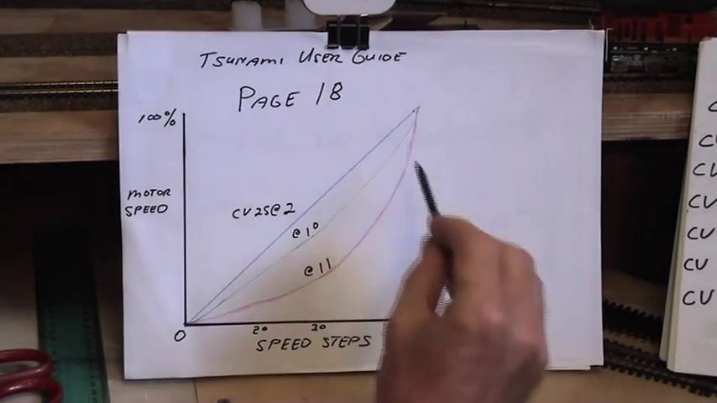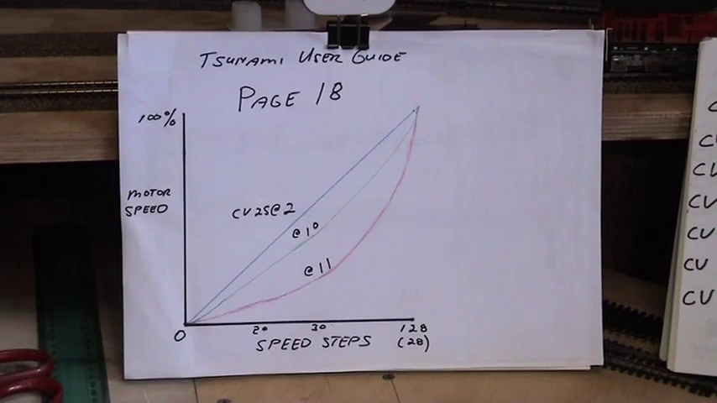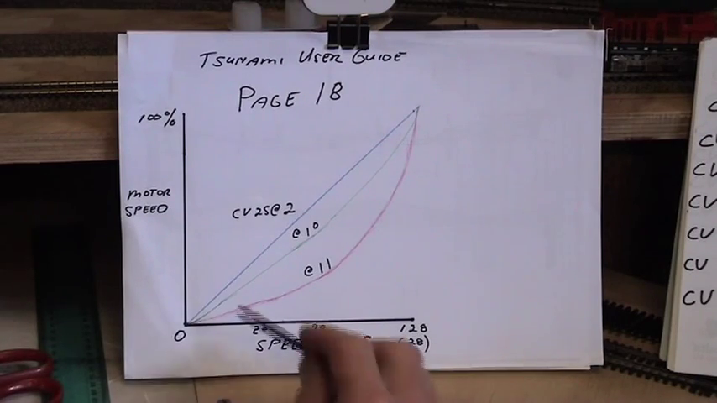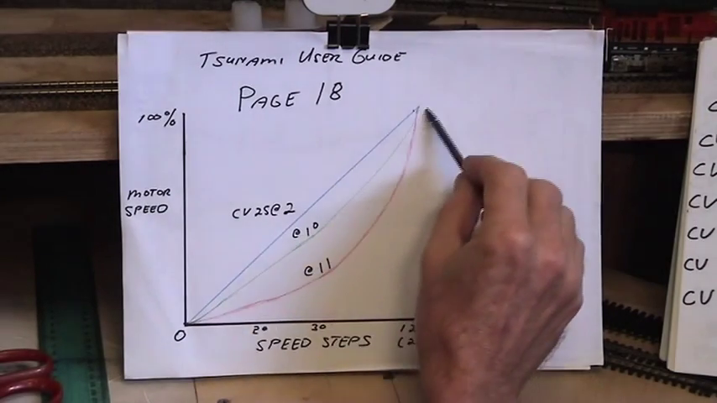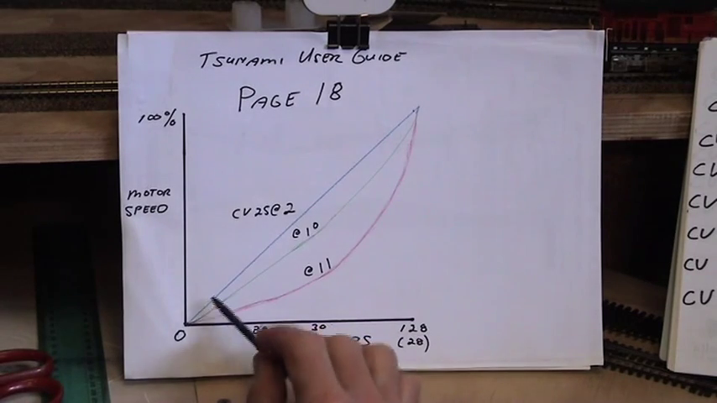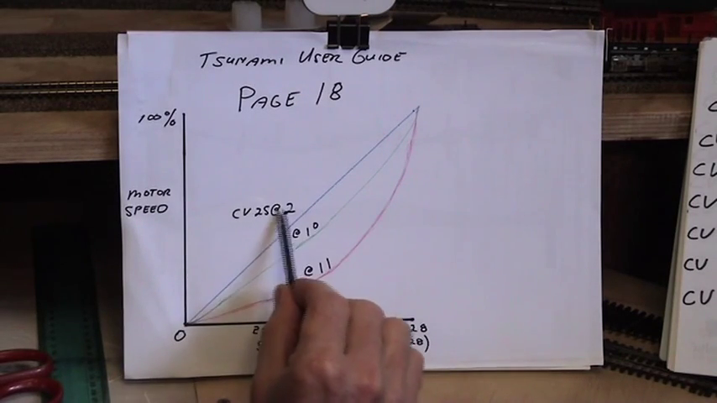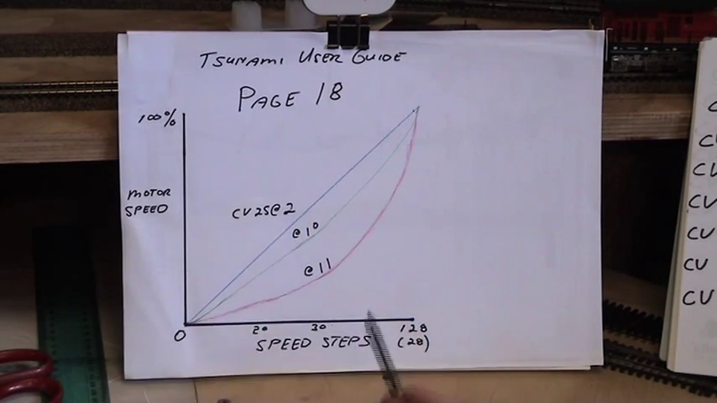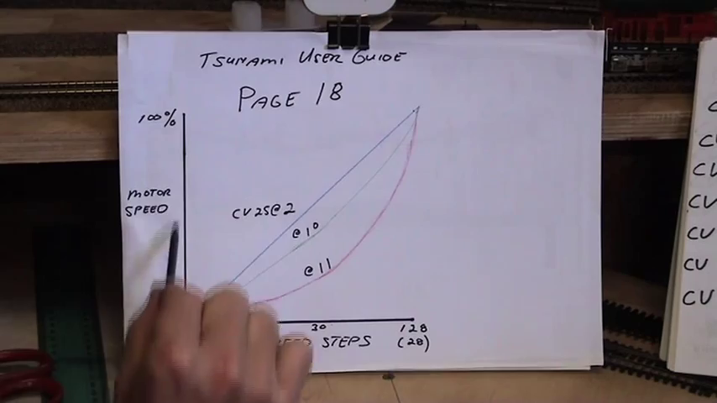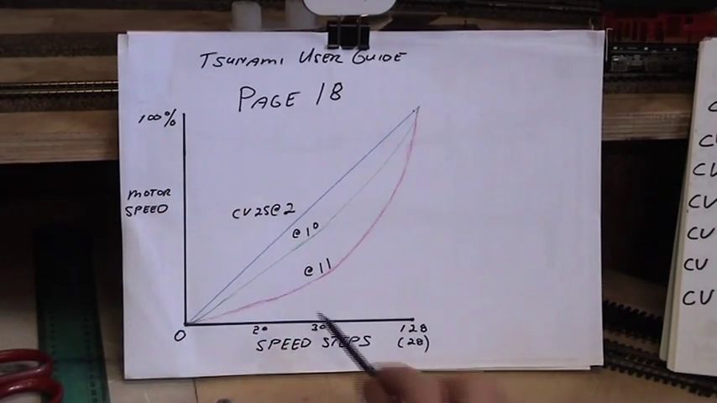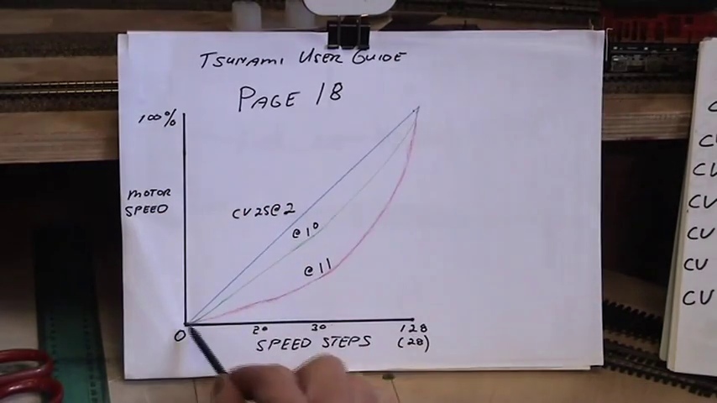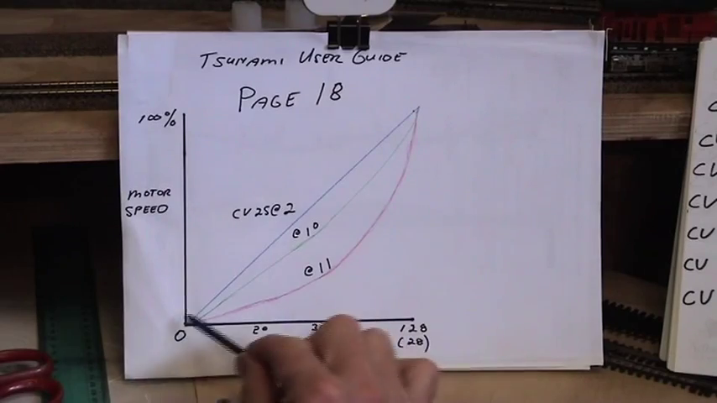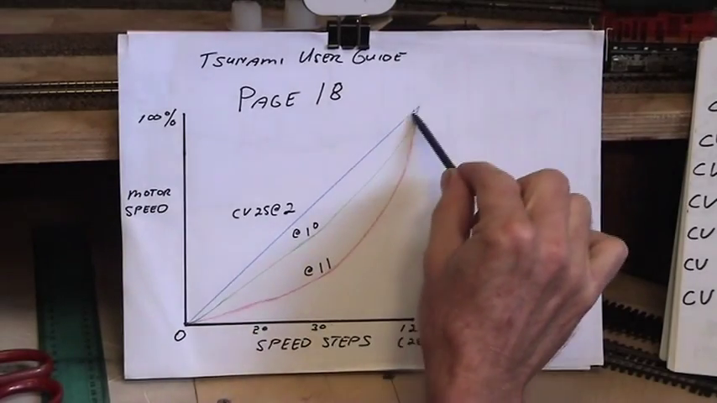This isn't exactly to scale, but it'll do for this explanation. The blue line here is our standard linear speed curve, which is CV25 set at 2. That's the factory default. You see our speed steps along here, 0 to 128, and our motor voltage, or our motor speed here. So this is our linear curve.